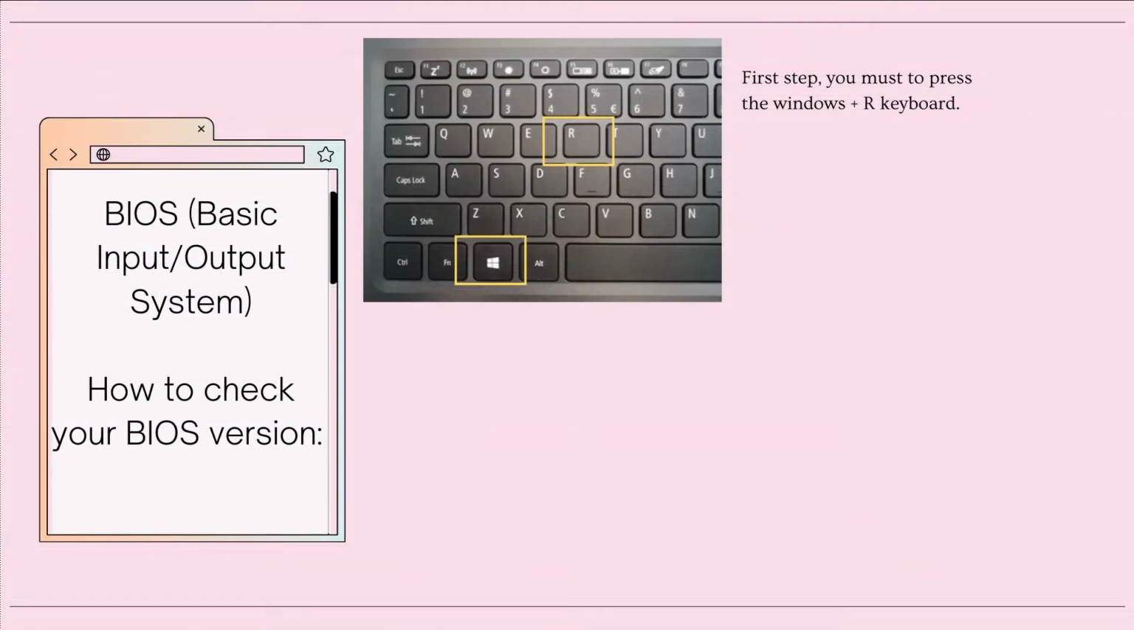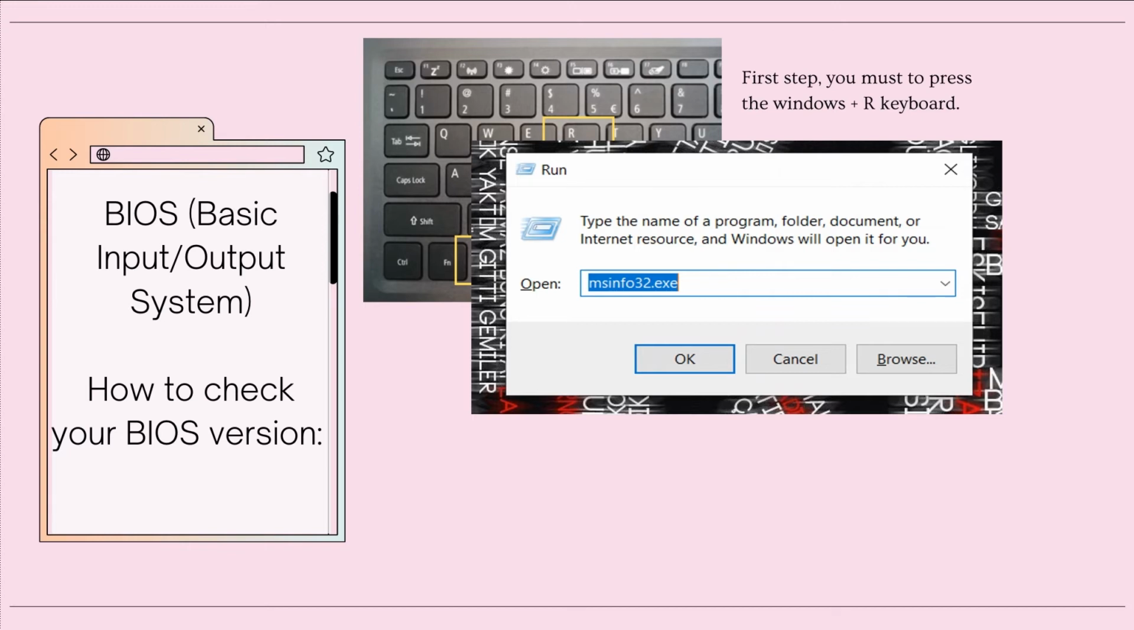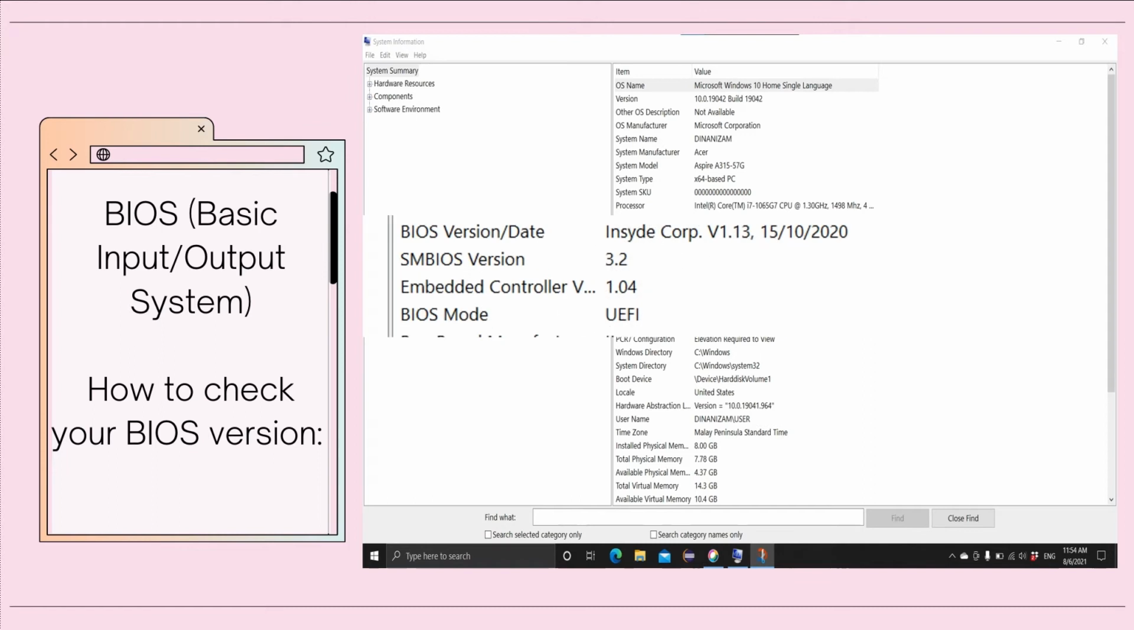BIOS, basic input or output system, which is how to check your BIOS version. The first step you must press the Windows plus R keyboard. Then you must type msinfo32.exe, then click OK. Then you will find the BIOS version or date.